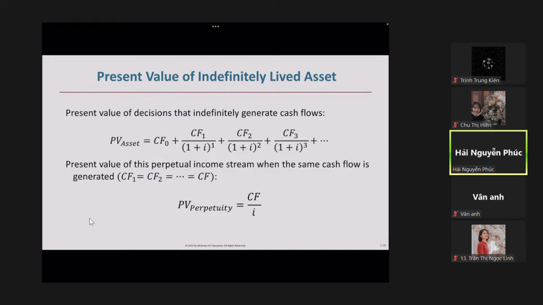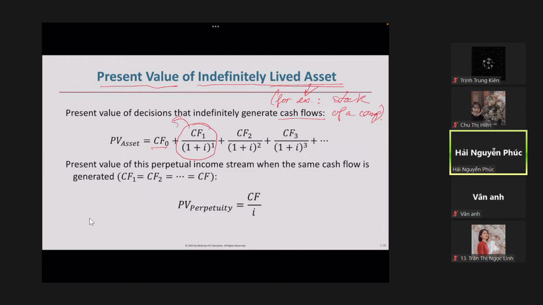Here we are going to look at the present value of an infinitely lived asset, for example, the stock of a company. We have the following. Suppose the asset generates a cash flow for each period, for example, each year you receive a cash flow. We denote CF0 for the cash flow in the current period. CF1 divided by 1 plus i is the present value of the cash flow in period 1. Understand what I'm saying?